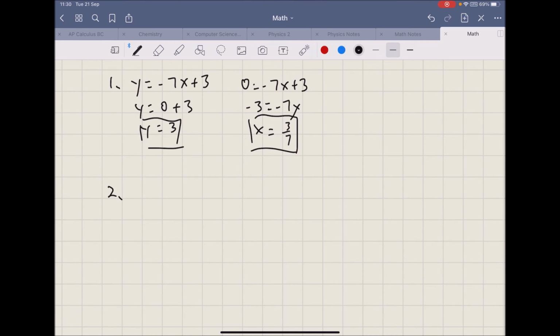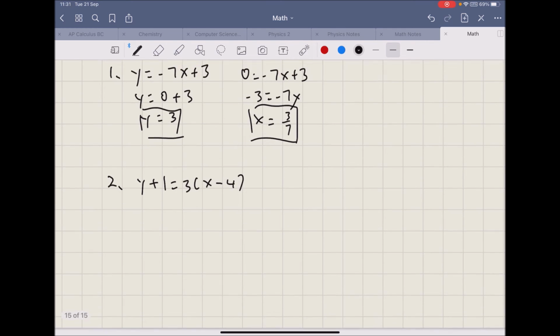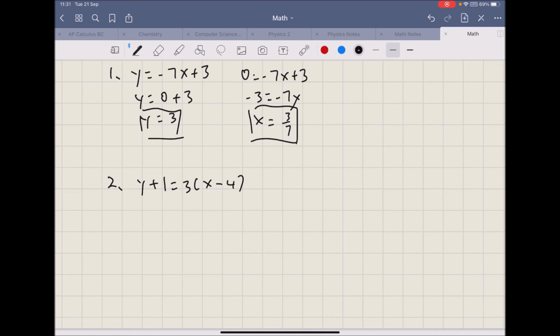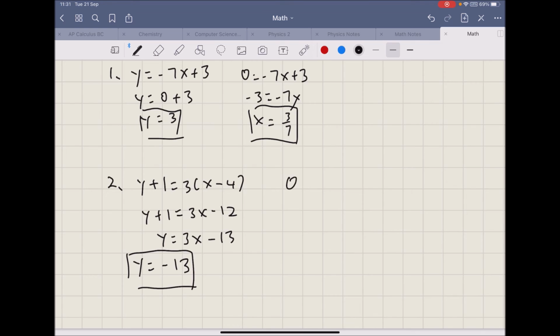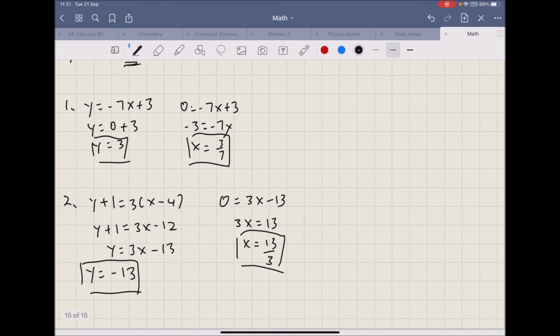Let's try a few more. y plus 1 equals 3(x minus 4). First, distribute the parentheses. y plus 1 equals 3x minus 12. y equals 3x minus 13. To find the y-intercept, set x to 0, so y equals negative 13. That's the y-intercept. To find the x-intercept, set y to 0, so you get 0 equals 3x minus 13. 3x equals 13, x equals 13 over 3, and that's the x-intercept.